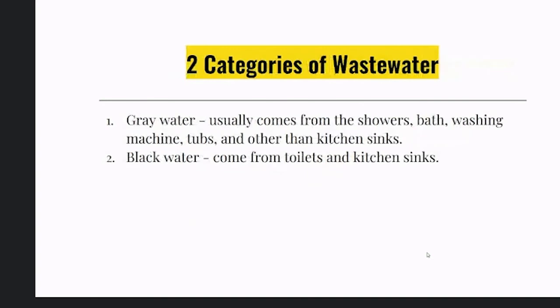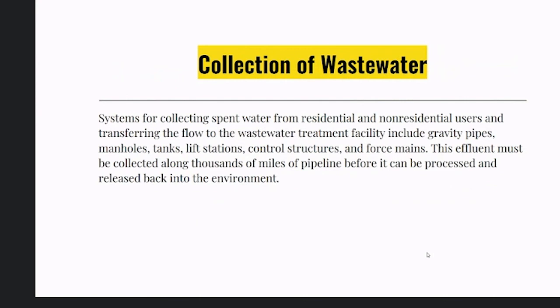Next. Two categories of wastewater. So the first one is gray water, usually comes from the shower, bath, washing machine, tubs, and other than the kitchen sink. Black water comes from toilets and kitchen sinks.